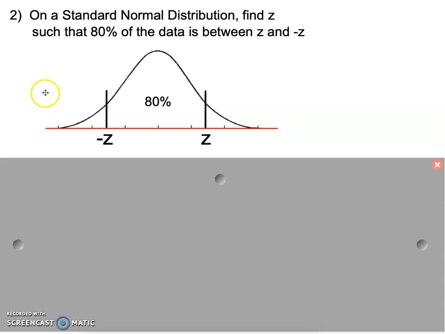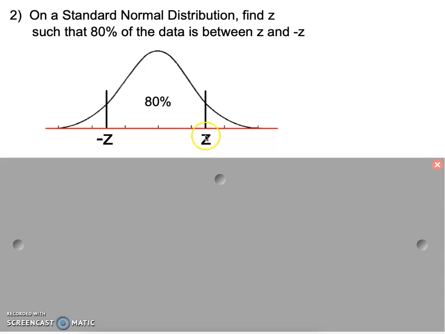Now, we're going to do a variation of that. I want you to figure out how many standard deviations you need to go out to capture 80% of the data. Formally, it's written as, on a standard normal distribution, find z such that 80% of the data is between z and negative z. But it actually means exactly what I just said. How far do I need to go out from the mean to capture 80% of the data?